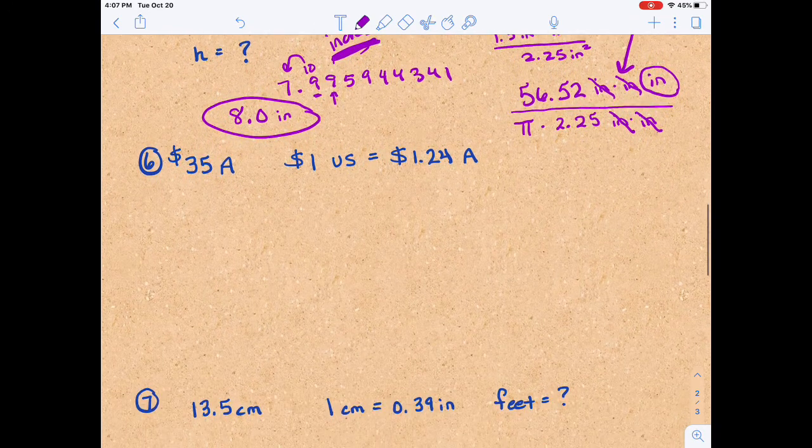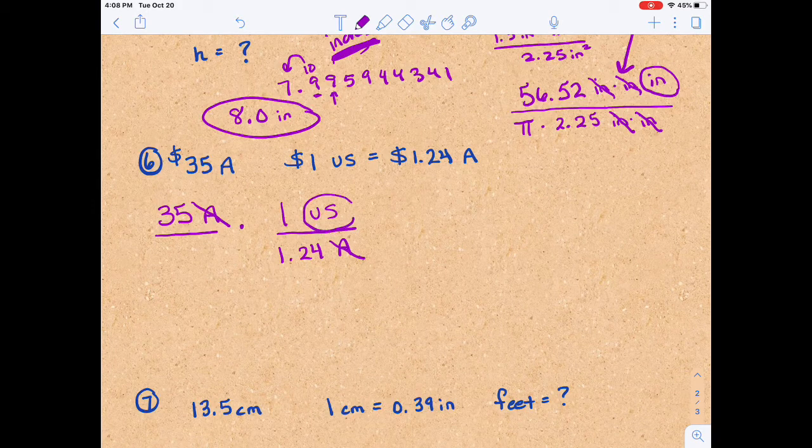Let's look at another dimensional analysis problem. Scott found a rare video game on an online auction site priced at 35 Australian dollars. And we want to convert that to US dollars. We know that 1 US dollar is 1.24 Australian dollars. Okay, so we have 35 Australian dollars times 1 US dollar over 1.24 Australian dollars. And I put it in that order. I could have flipped it the other way, but I want to cancel Australian dollars and get US dollars.